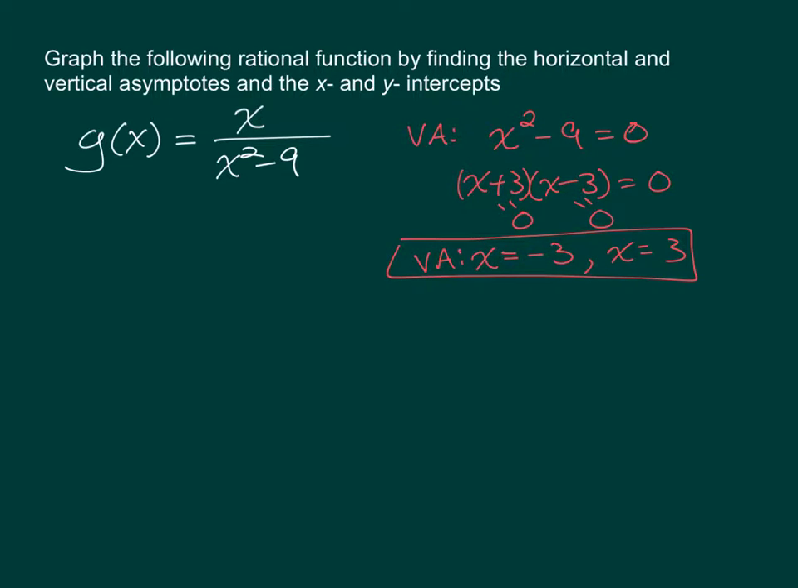The horizontal asymptote for this function depends on the degrees. So the degree of the numerator is 1, and the degree of the denominator is 2. And since the degree on the denominator is bigger, I call this bottom heavy. And that means we will have a horizontal asymptote of y equals 0.